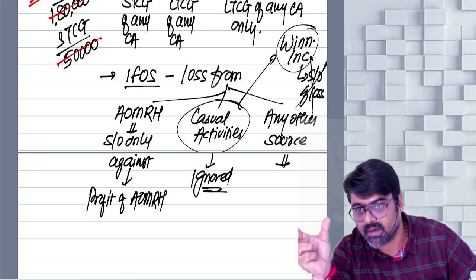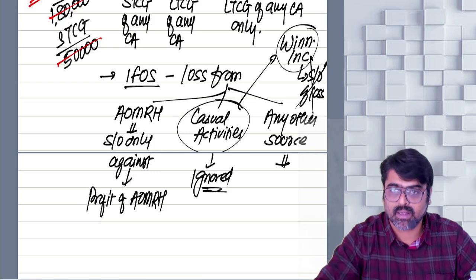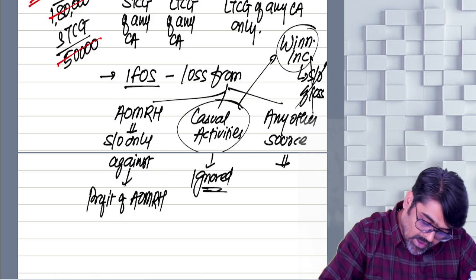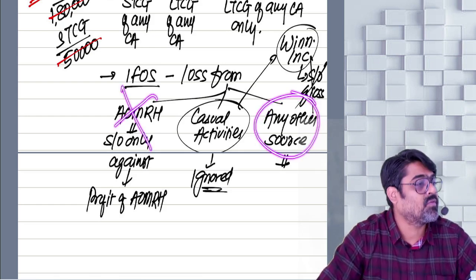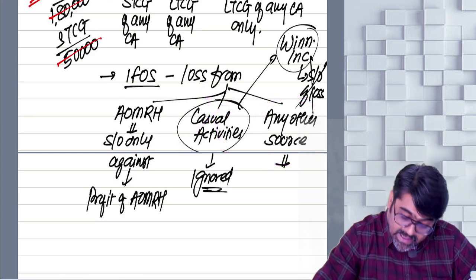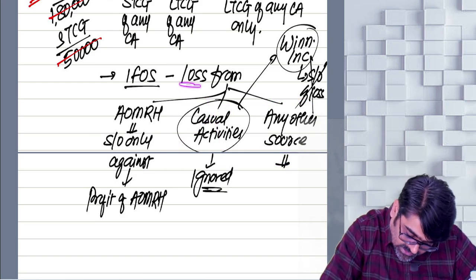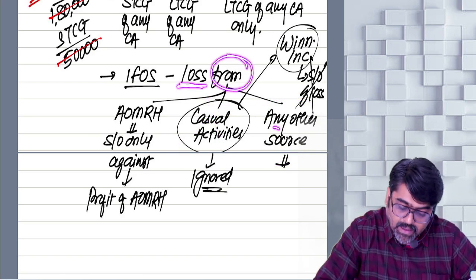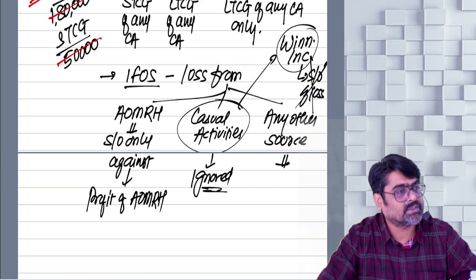Any source of income which is not an activity of owning and maintaining resource, which is not a casual activity. So I am talking about which sources? The source which is not activity of owning and maintaining resource, a source which is not casual. Any other source of income can also give you a loss, no? So the loss is resulting from any other source of income. Is there any restriction? The answer is no.